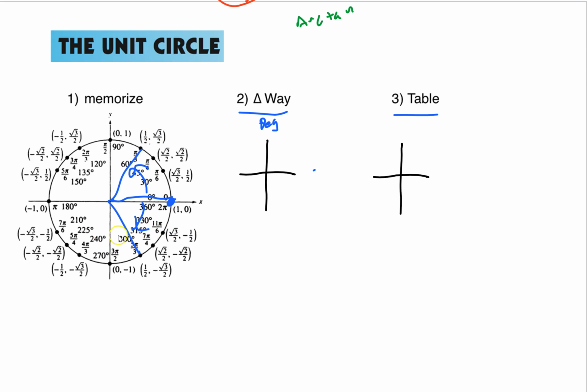You always start on the positive x-axis. Positive, you go up and around. Negative, go down and around, right? So go counterclockwise, positive; clockwise, negative.